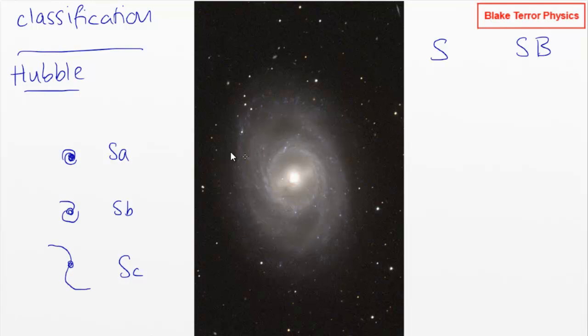We'll do a similar thing with Bs. So if we've got our barred spiral with tight arms, that will be an SBA. If we've got slightly looser arms, then we've got an SBB. And then, you've guessed it, if we've got very loose arms, then we've got an SBC. So that gives us a way of classifying these galaxies quite simply. But we've still got other types of galaxy.